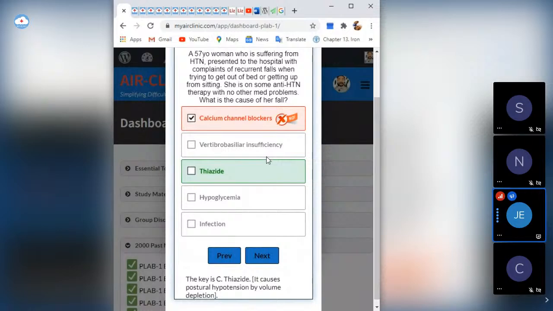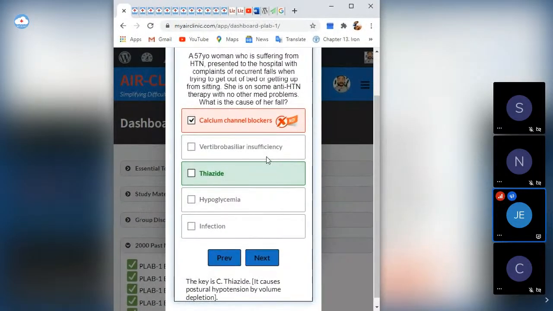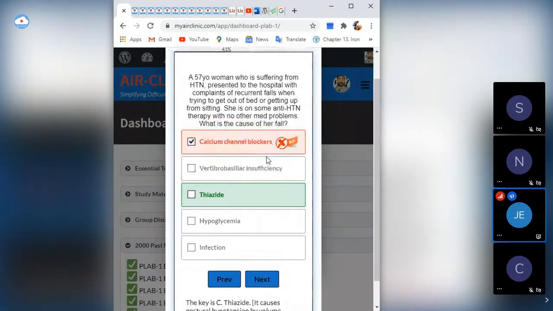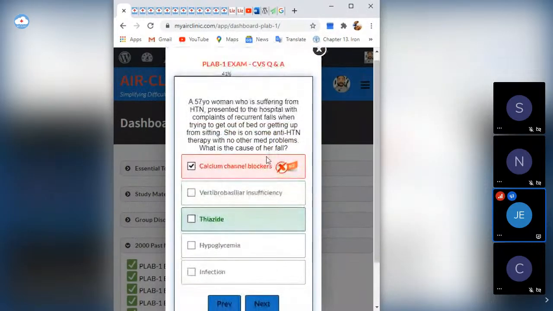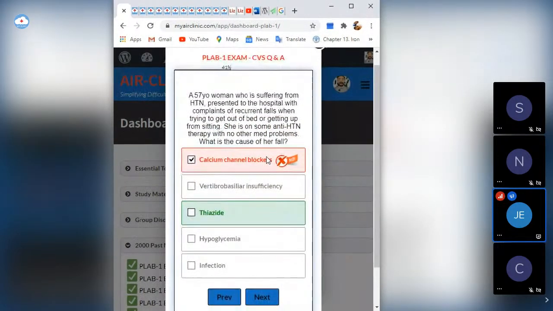So the key is thiazide causes postural hypotension by volume depletion. But many antihypertensives, frankly, can cause postural hypotension. So it could really have been this, the thiazide. I think one thing that stood out was the fact that it was recurrent falls.